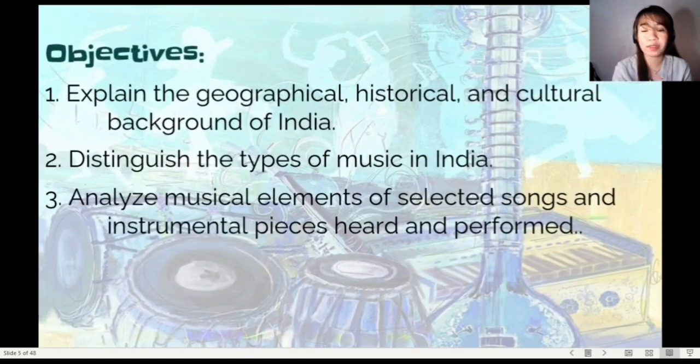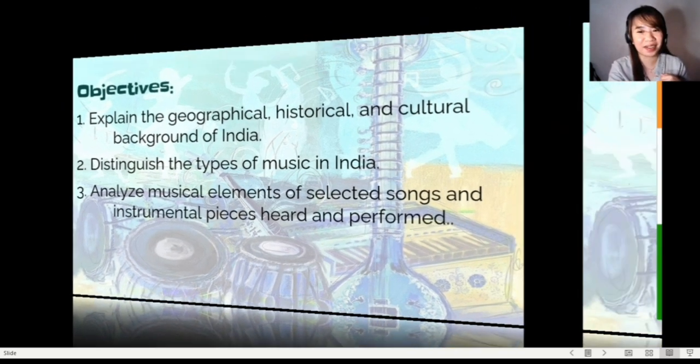Number 2, analyzes musical elements of selected songs and instrumental pieces heard and performed, MU8WS3CH4. For the objectives, number 1, explain the geographical, historical, and cultural background of India. Number 2, distinguish the types of music in India. Number 3, analyze musical elements of selected songs and instrumental pieces heard and performed. Are you ready? Okay, so let's get it on.